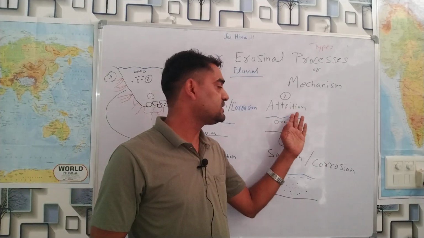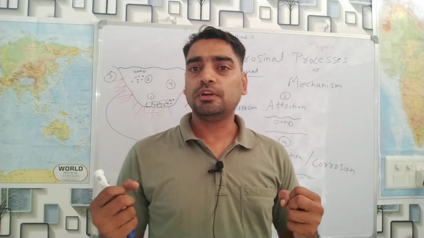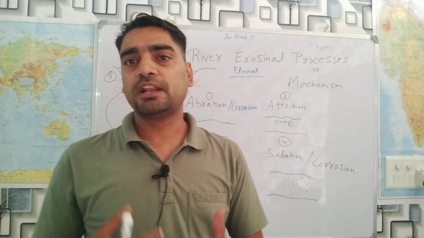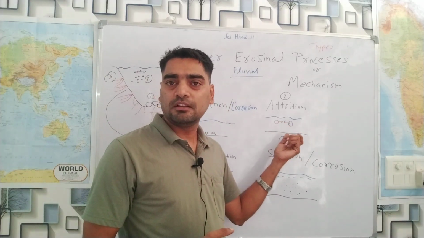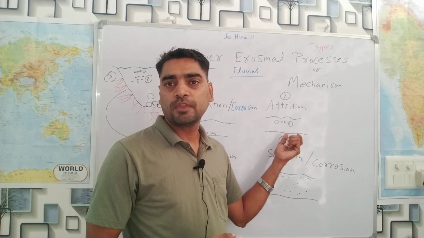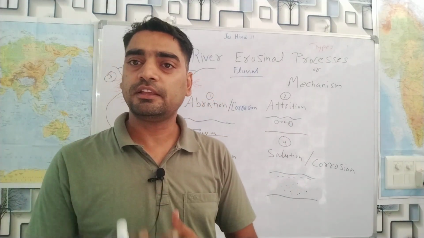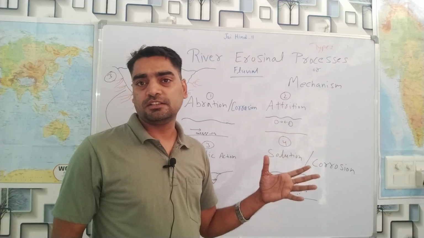The next process is attrition. In attrition, the particles strike each other and they become smaller and smaller. So the boulders or the pebbles, the suspended load or the sediments, strike with each other and they get smaller and smaller in size. This process is called attrition.